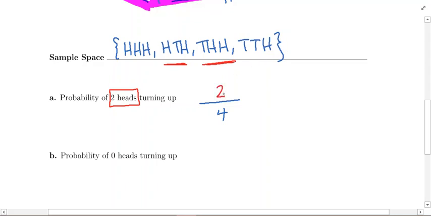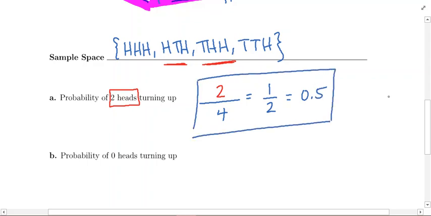So 2 out of the 4 outcomes have 2 heads. So the probability of this happening, of 2 heads turning up, is 2 over 4, which is 1/2, which is 0.5. So half the time. All right, so let's keep going.